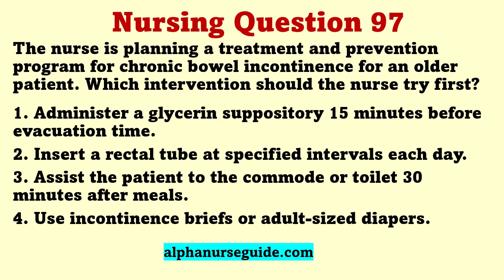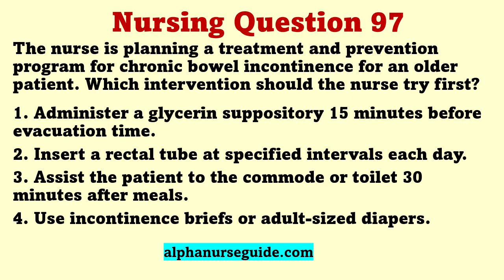The nurse is planning a treatment and prevention program for chronic bowel incontinence for an older patient. Which intervention should the nurse try first? 1. Administer a glycerin suppository 15 minutes before evacuation time. 2. Insert a rectal tube at specified intervals each day. 3. Assist the patient to the commode or toilet 30 minutes after meals. 4. Use incontinence briefs or adult-sized diapers.